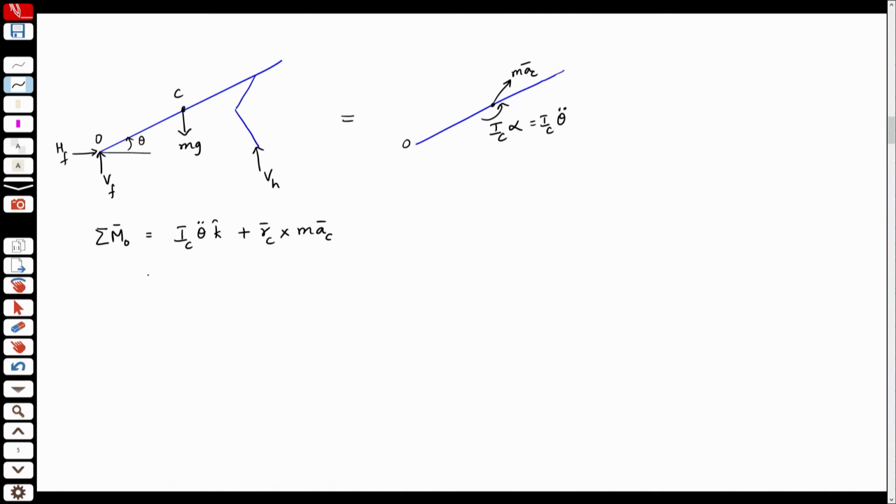equal to I_C theta double dot along k plus R_C cross m a_C. Here I could also use I_O, it would be easier to do that. Because O is a fixed point, this is equal to I_O into theta double dot, since R_C cross m a_C will only give me I_O. So, I_O here, it is a uniform rod, so I have m L square by 12 about the center of mass plus m into L by 2 square by the parallel axis theorem about O, into theta double dot k.